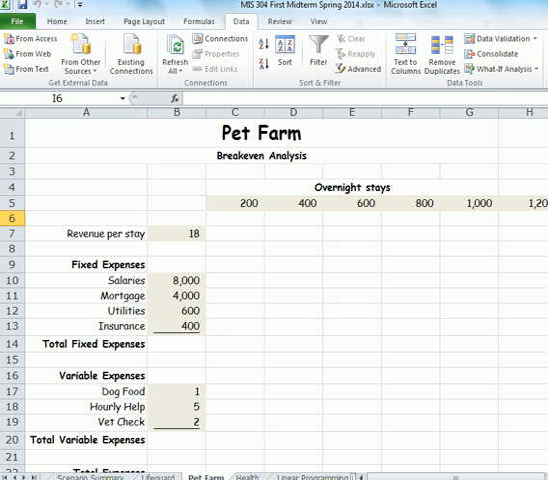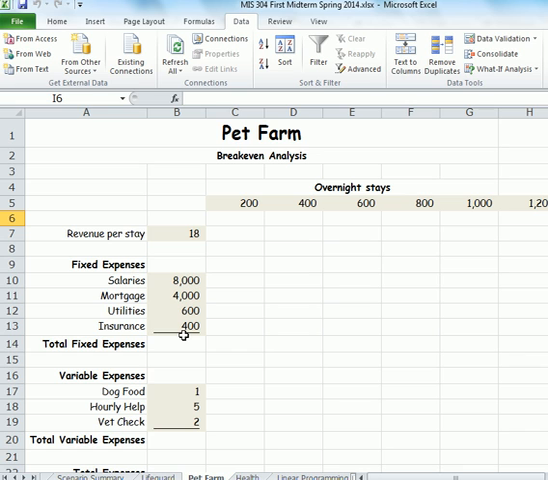Okay, here is the pet farm, and a lot of you didn't do anything with the overnight stays, as if they are numbers to be ignored again. Here it says you have a pet farm. It seems like it is a place for pets to stay overnight, and they charge $18 per night per stay. These are your fixed expenses.